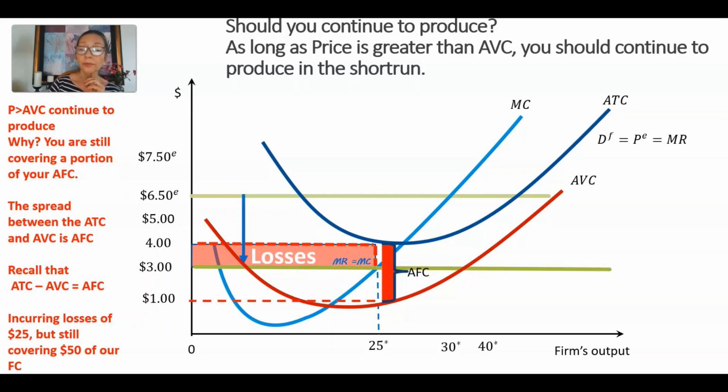Okay, so by continuing to operate, even though we are experiencing some losses, we are able to cover a portion of our average fixed cost. Okay, so selling 25 plates of enchiladas at a price of $3 covers at least $2 of our average fixed cost. So 3 minus 1 is 2. We're covering $2 of the fixed cost associated with the production of our enchiladas. We are losing $1 per plate of enchiladas.